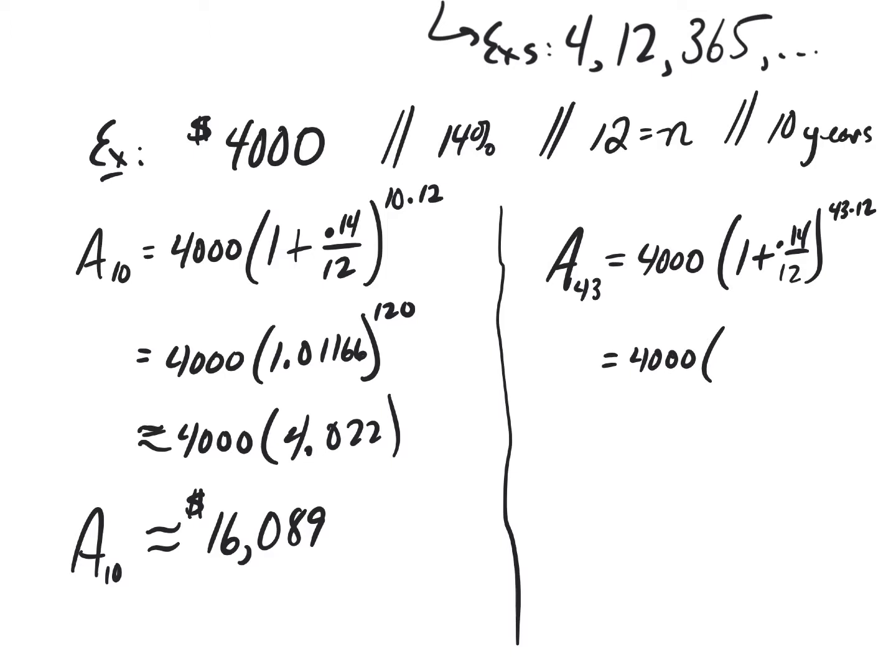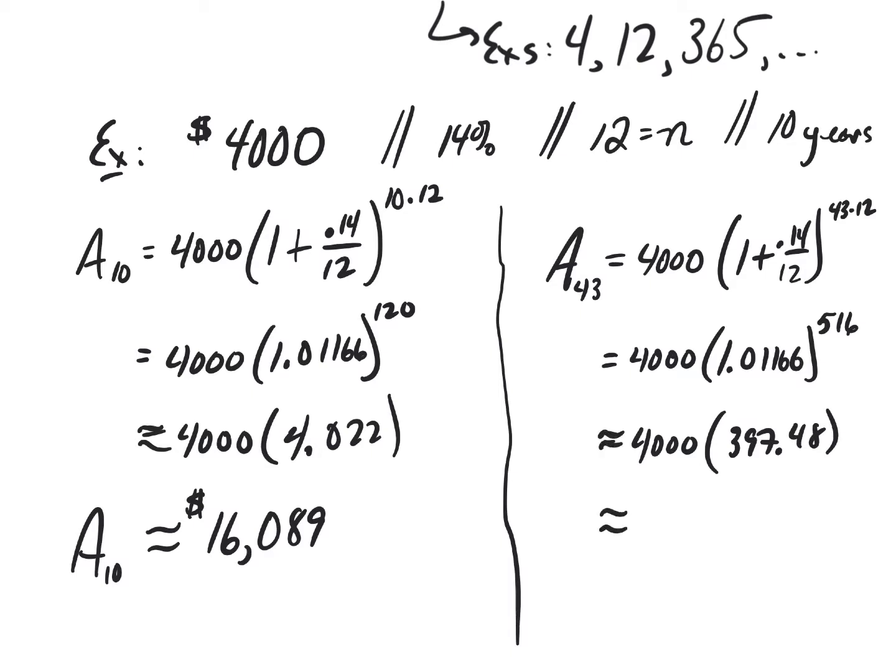So how much money would we have after 43 years? Well, of course, 1 plus 0.14 divided by 12 is still that 1.01166. But now 43 times 12 means we're going to be raising it to the 516th power. Give me a second to punch that into my calculator. Raising that to the 516th power gets me 397.48, give or take. I'm starting to round now.